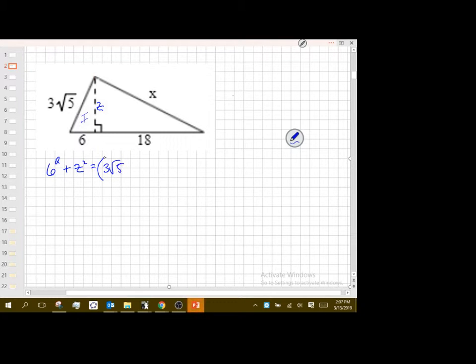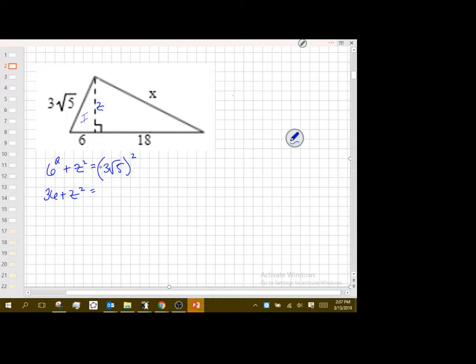3 radical 5. Now, if you're a person that doesn't know how to square radicals, that might be an issue. However, you will have your calculator. And however, that can still be an issue, because if you're going to use your calculator to square this, you need to understand order of operations and put a parenthesis around the 3 radical 5. But what's 6 squared? Okay. Plus then Z squared.